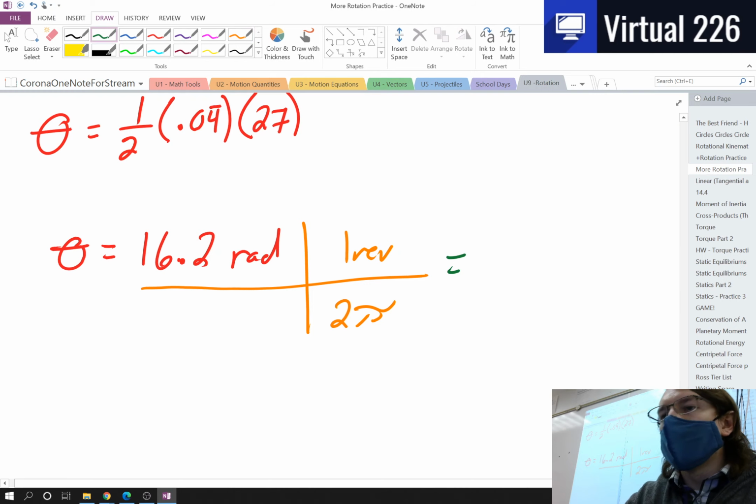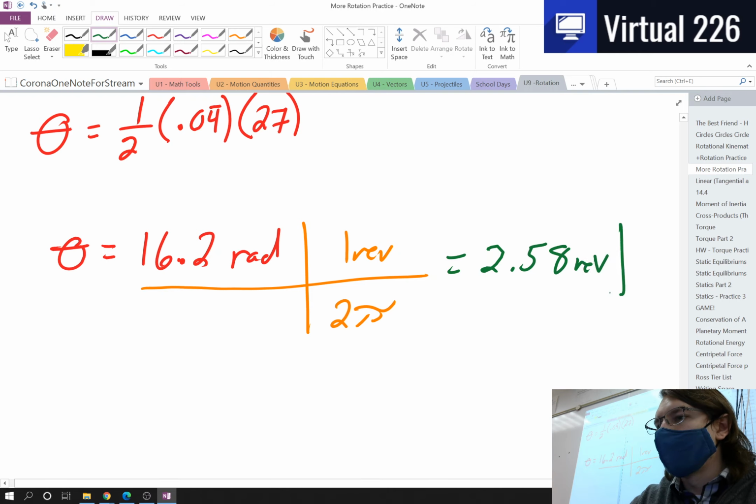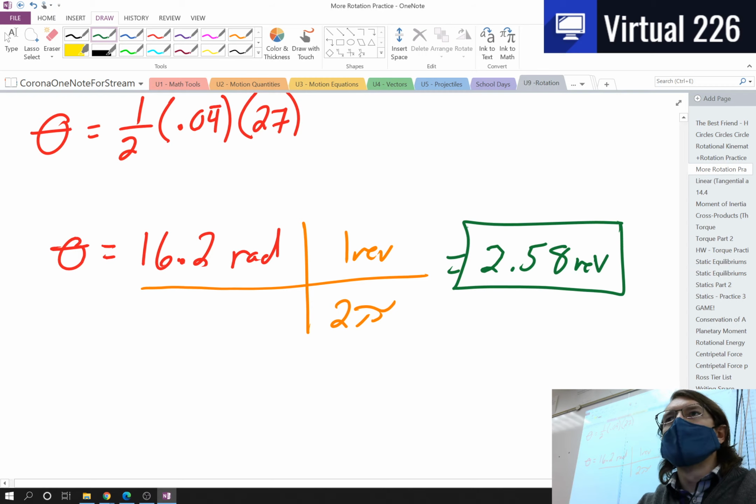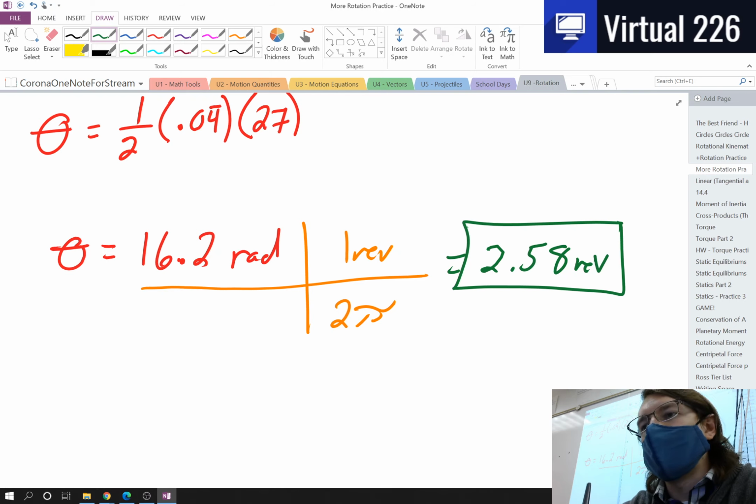If you don't get an answer that's 2 point something, you know your calculator has betrayed you. If we enter this into the calculator, 16.2 divided by the quantity of 2 pi, we get 2.58 revolutions. So the child made 2 full loops and then about 60% of another loop before they let go of this merry-go-round, and it started just traveling around at 1.2 radians per second.